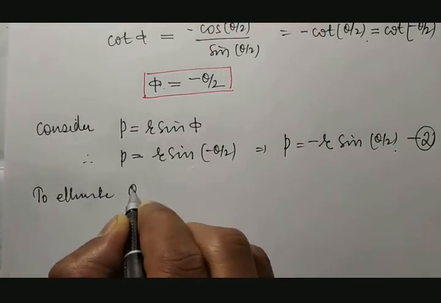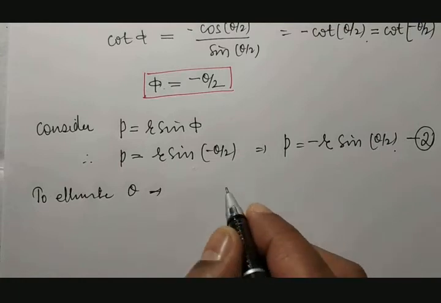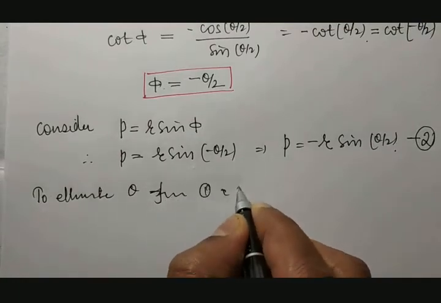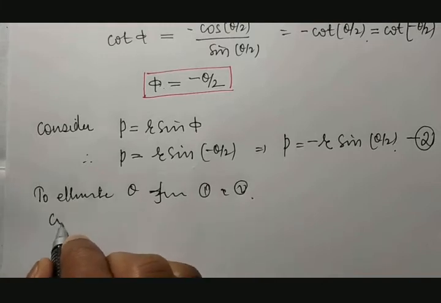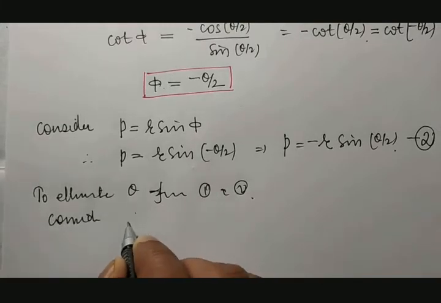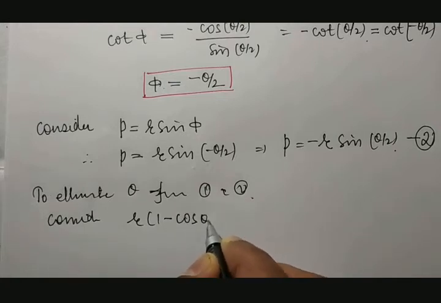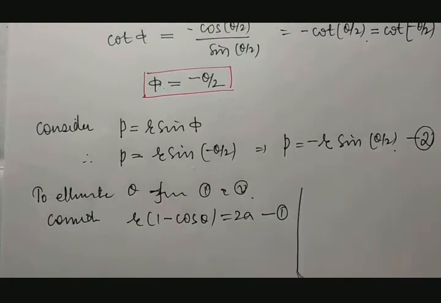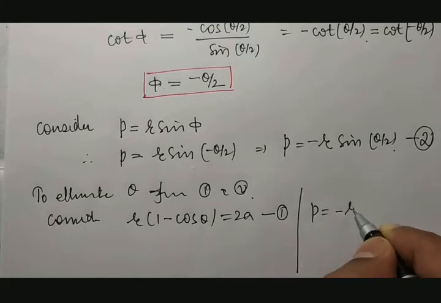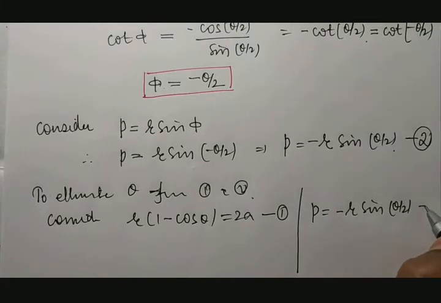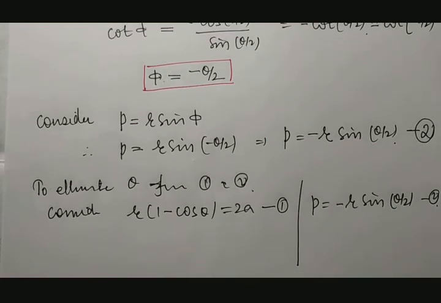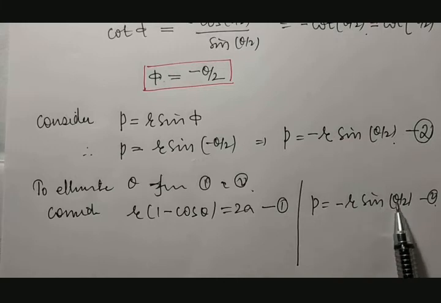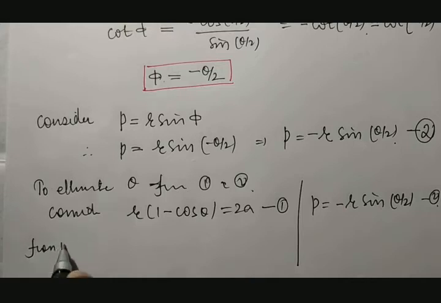Fine. Now eliminate the value of θ from equation number 1 and 2. So consider both the equations. Equation number 1 is r(1 - cos θ) = 2a. Equation number 2 is p = -r sin(θ/2). From these two, we need to eliminate the value of θ. How do we eliminate it? Either you make this sin(θ/2) or something else. But I'll modify equation number 1.